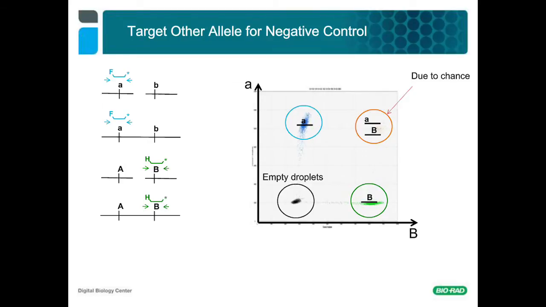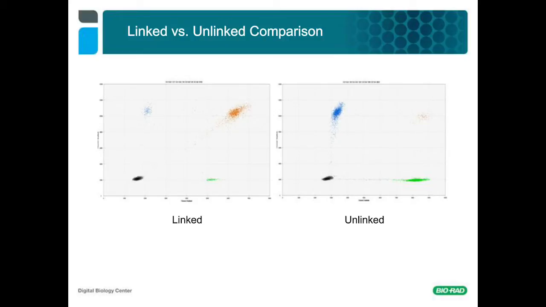In this slide, I am showing a side-by-side comparison of a test and negative control duplex assay. On the left, the included assays target linked alleles, whereas on the right, the included assays target unlinked alleles. As shown here, it is often easy to observe an increase in double positive droplets for linked molecules versus unlinked molecules.